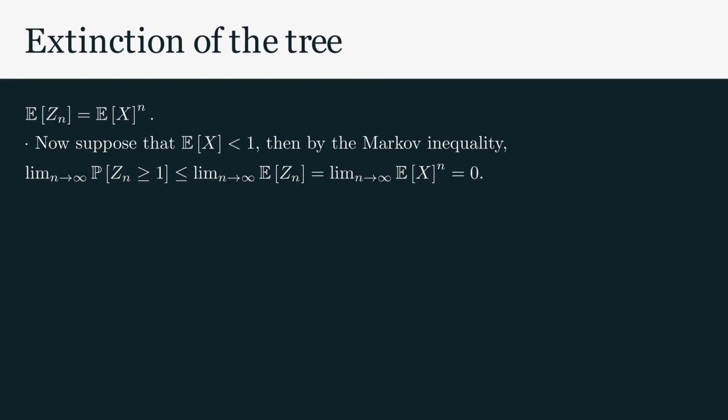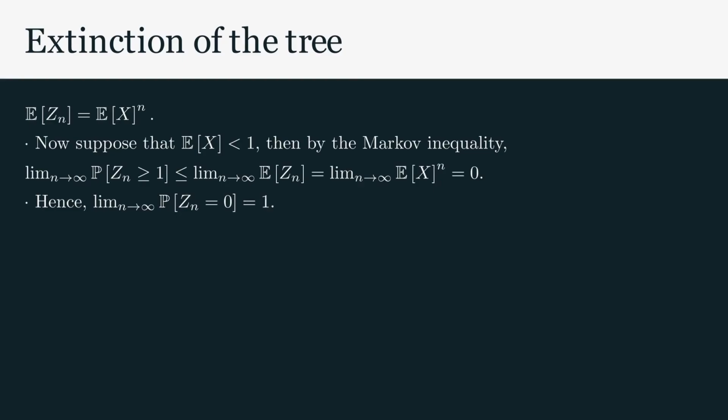And since we know that the expectation of Zn is equal to the expectation of x to the n, we can substitute that in, and taking the limit, we see that with the expectation smaller than 1, this limit goes to 0, which proves that the nth generation will surely be empty as we let n grow large enough.